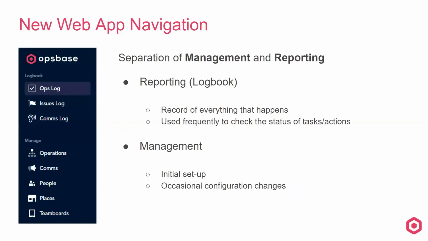So the first thing to mention is that the left-hand side menu navigation has changed. We've separated it out into two parts. The first part at the top is the logbook. This is where all of the reporting takes place. We've called it the logbook because it records everything that happens. And we've put it at the top because this is probably what you will use most frequently to come in and check the status of tasks and actions. The bottom section is all about managing your organization. And this is what you will use a lot when you're initially setting everything up, and then occasionally to make more configuration changes, such as adding a new op or amending an existing op, maybe adding a new member of staff too.